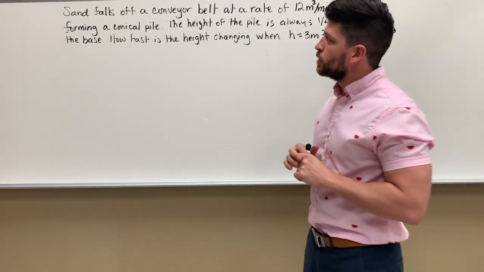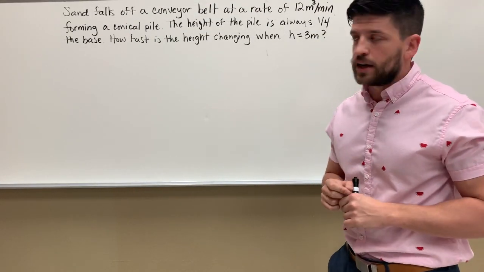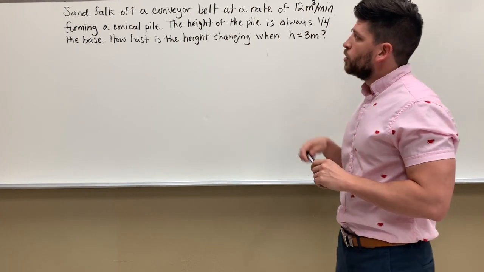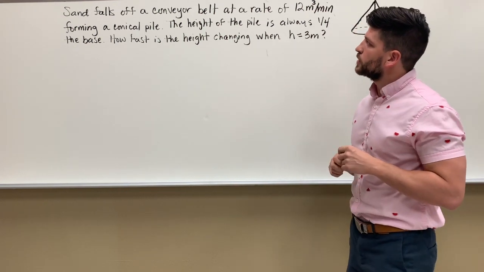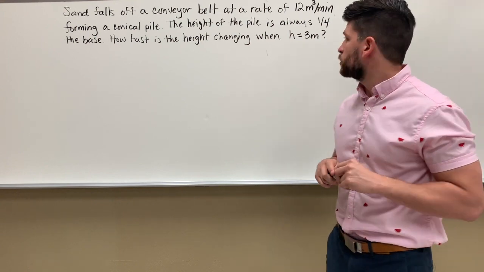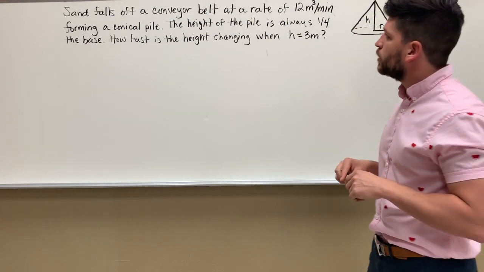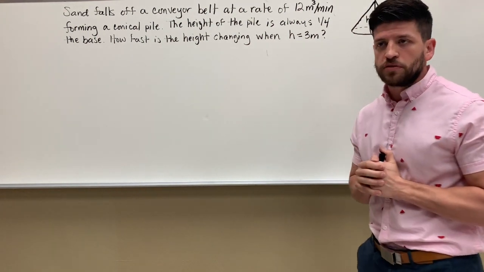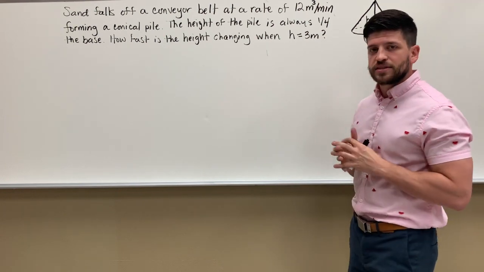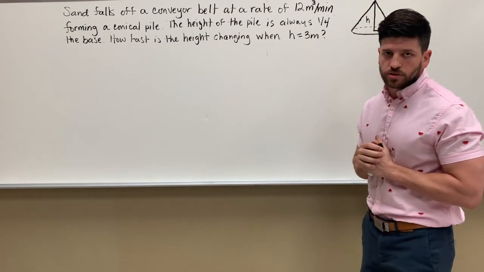Today we're going to tackle one of the most common related rates problems in calculus, the cone. What we have going on is sand falling off a conveyor belt at a rate of 12 cubic meters per minute, forming a conical pile. The height of the pile is always 1/4 the base. How fast is the height changing when the height is 3 meters?